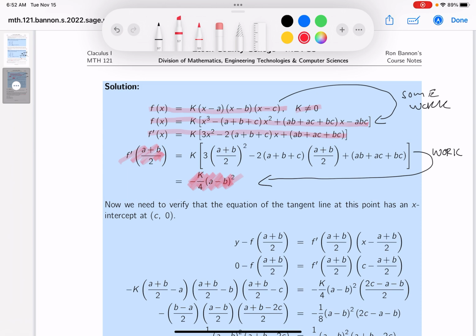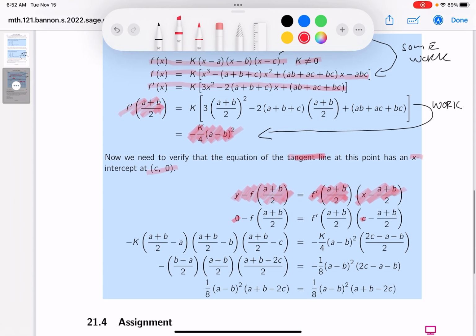So we need to verify the tangent line has an x-intercept here. I just write the equation of a tangent line down. What's it going to be? Well, y minus the function evaluated at (a plus b) over 2 is equal to the derivative at that value of x, times x minus that value, which is (a plus b) over 2. Again, we just verified a couple things. Let's see what I wrote down over here. I think I wrote it down twice, didn't I? Oh no, I didn't. I'm putting in the 0 and a c in. I didn't write that twice, just put 0 and c in there.